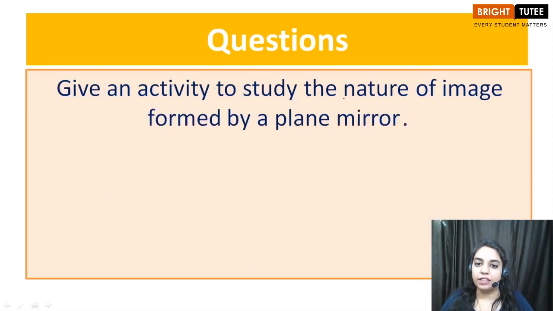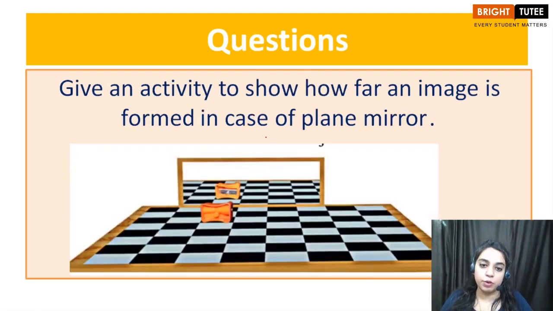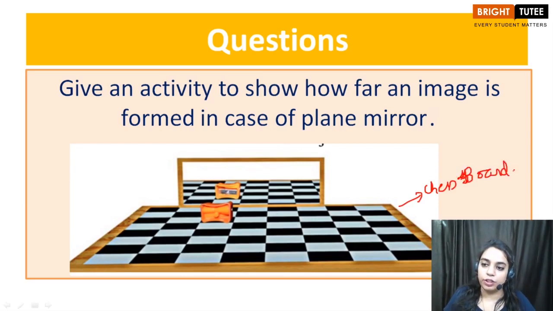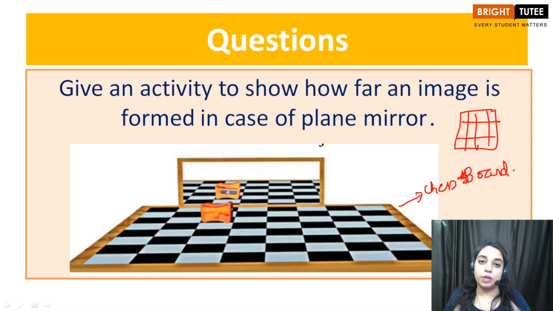Children, give an activity to study the nature of image formed by the plane mirror. So children, in this we are going to discuss the activity so that we can understand more about the nature of the image formed by the plane mirror. For this, we are going to take a chessboard. And children, if you don't have a chessboard, no need to worry, you can create your own with the help of a chart paper by drawing equal squares of equal dimensions. You can use a scale.